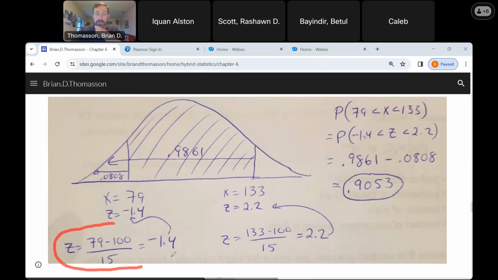To do that by hand, we would have to convert both of them to Z. I converted the first one to Z, and I also converted the second one to Z. And we'd have to look up both those values on the table and subtract one from the other. It's kind of a long process. Now let's see what happens with StatCrunch.